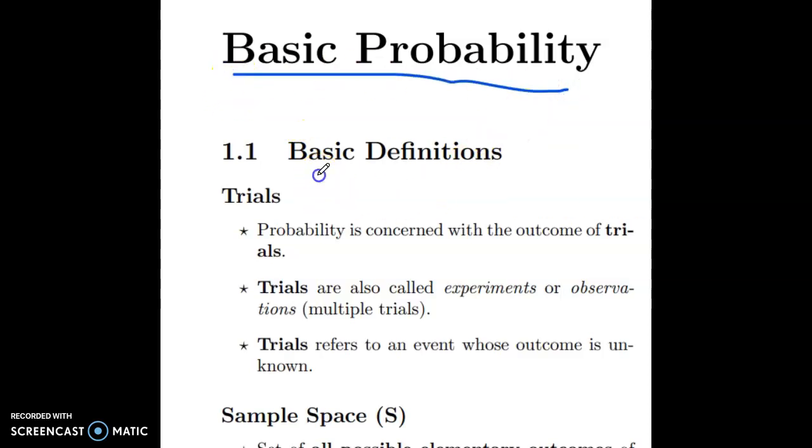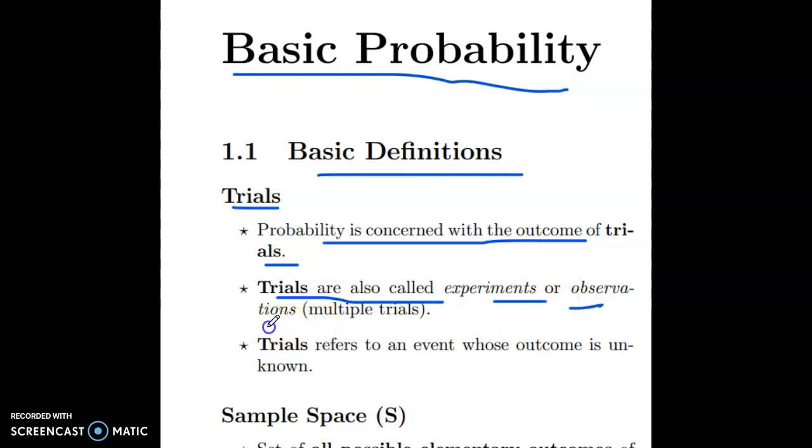Basic probability. Basic definitions. Trials. Probability is concerned with the outcome of trials. Trials are also called experiments or observations. Trial refers to an event whose outcome is unknown.